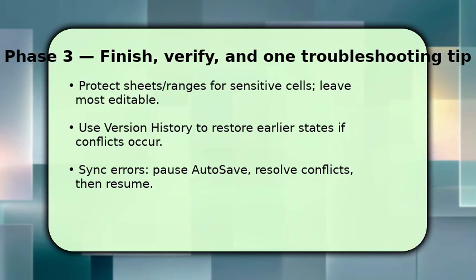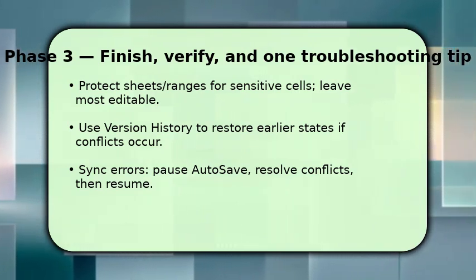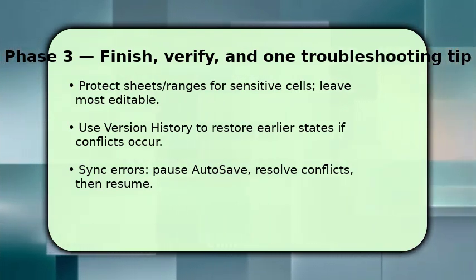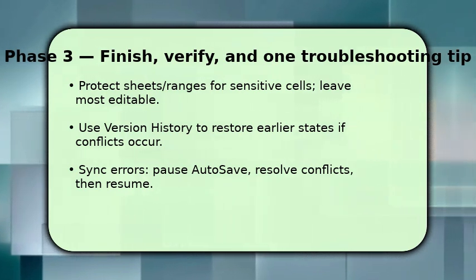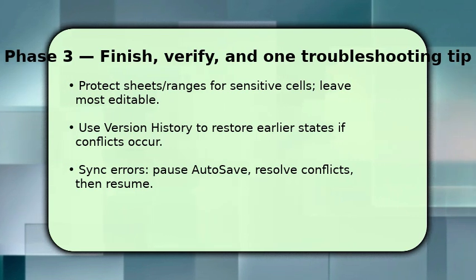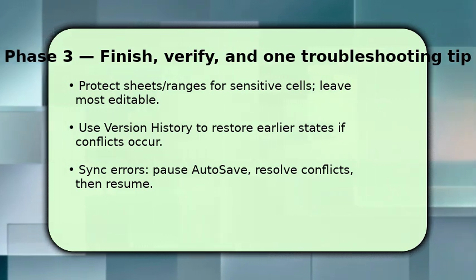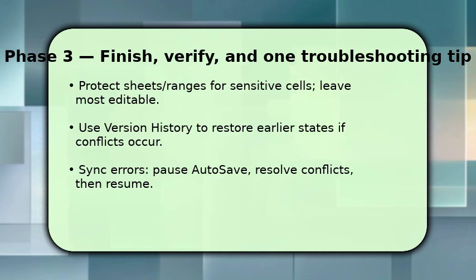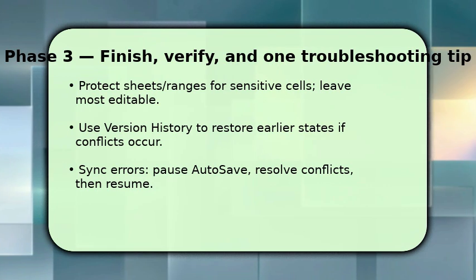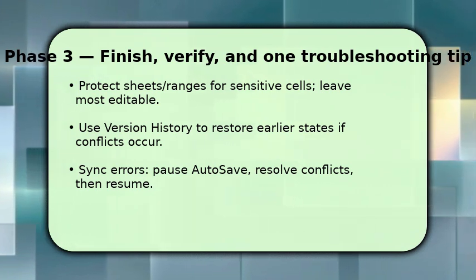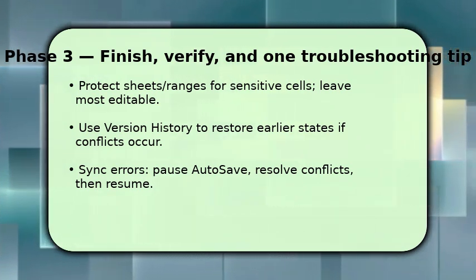You finish by protecting only the cells that must not change and leaving the rest editable so collaborators can work without friction. Make a habit of using version history to recover prior states if something goes wrong, and check file activity to audit changes. If a sync error appears, pause auto-save, follow Excel's conflict resolution prompts to accept or merge edits, then resume auto-save. This clears common stalls.